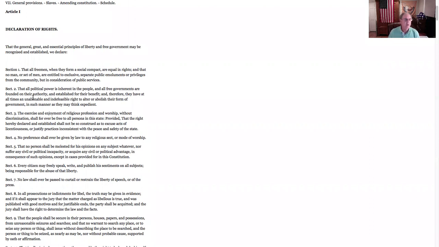Then you get to section 3, and it says, well, let's just go back to number 2. You'll see this in the Declaration of Independence. All political power is inherent in the people, and all free governments are founded on their authority and established for their benefit, the benefit of the people, not the politicians. And therefore, they have at all times an unalienable and indefeasible right to alter or abolish their form of government in such manner as they may think expedient.